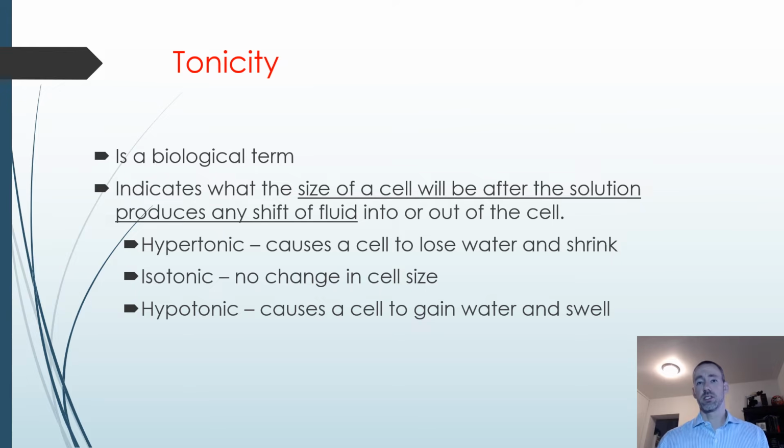Meaning the solution I gave has a high concentration of solutes that drew water out of my cells. All right, and it causes that loss of water to make the cells shrink. That's what we call crenation. Okay, isotonic means there was no change in water shift at all. Okay, and hypotonic causes the cell to gain water and swell, meaning that water was drawn into the cell and it blew up like a balloon. So let's talk about some examples.